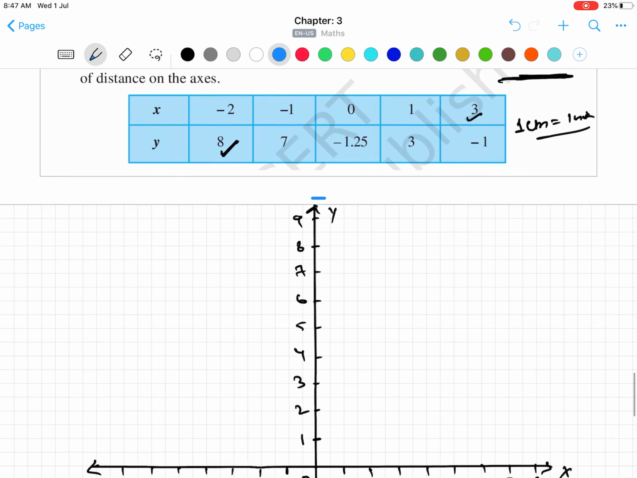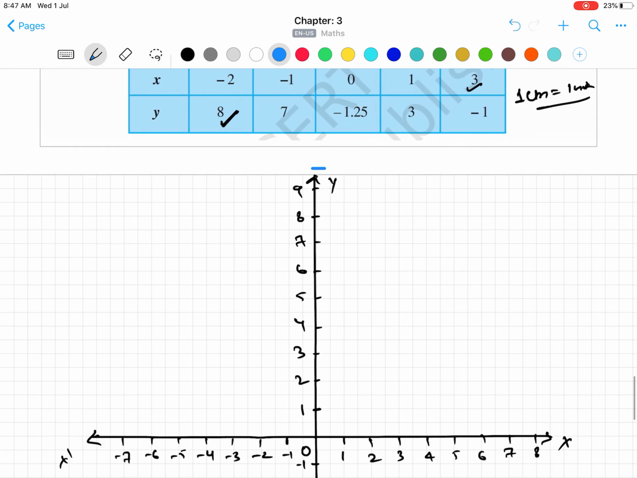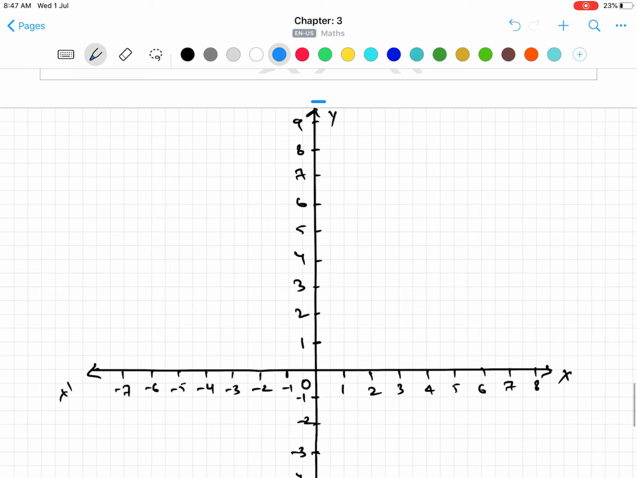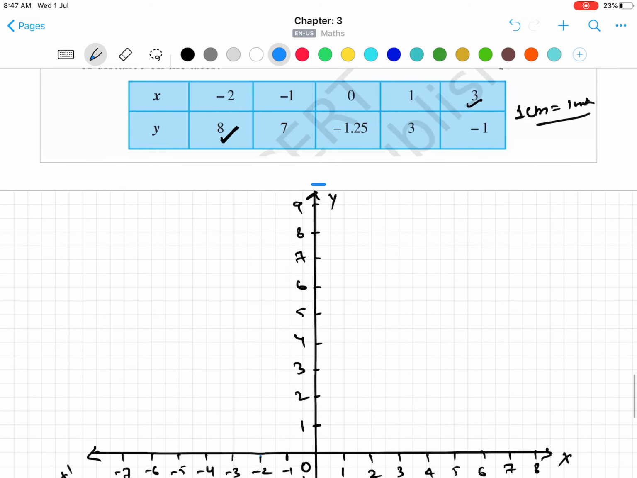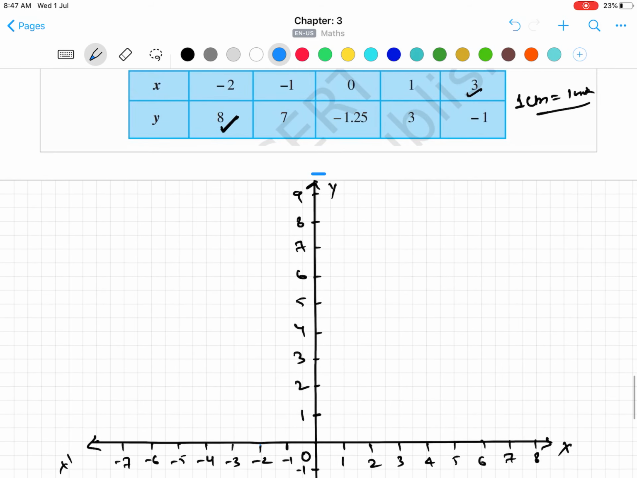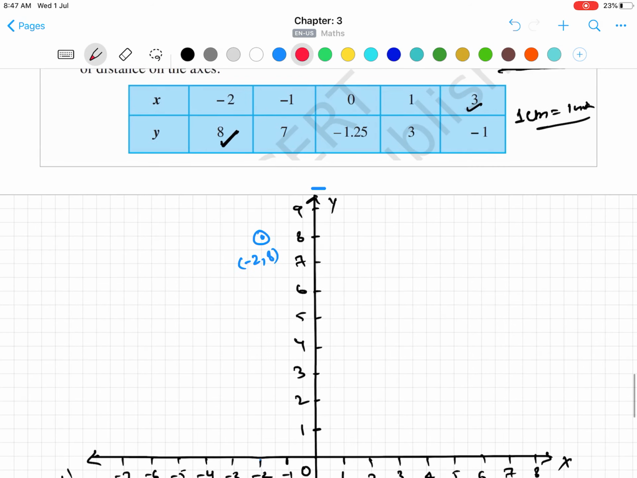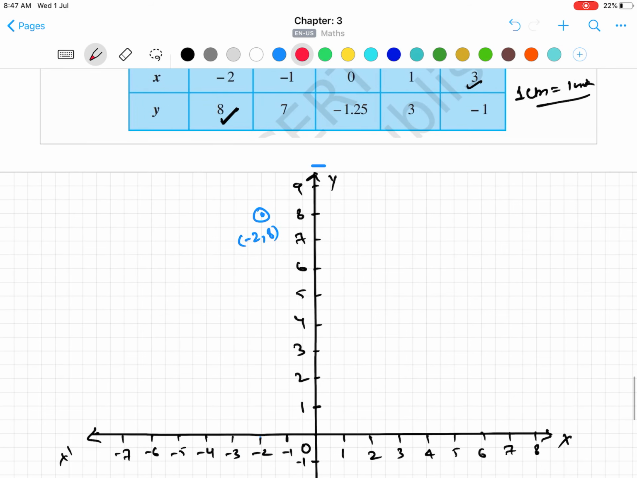First point that we have is x is -2 and y is 8. That means we'll go in the negative direction of x and upward side for y. That means x -2 and y 8 will be here. This is x -2 and y 8. Next point is x -1 and y 7. x -1 is here and y +7 will be here. This is our x -1 and y 7.